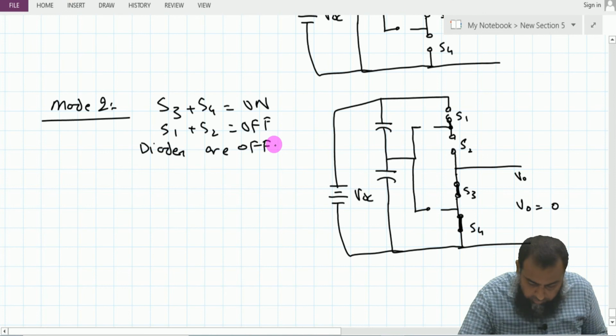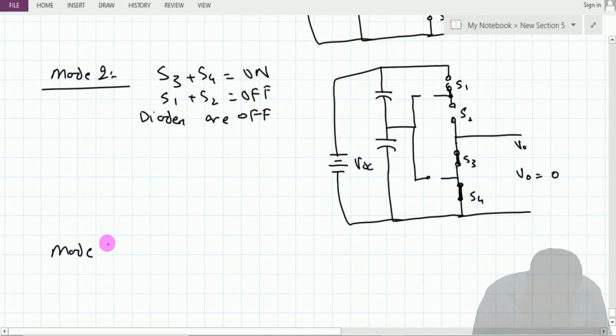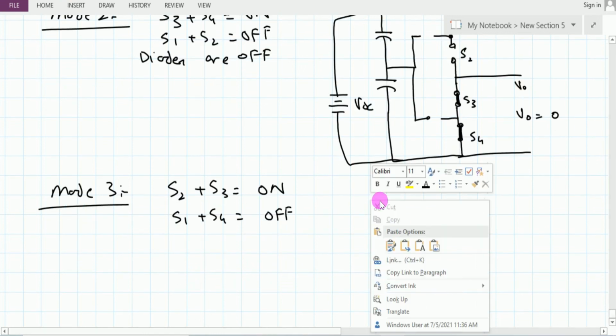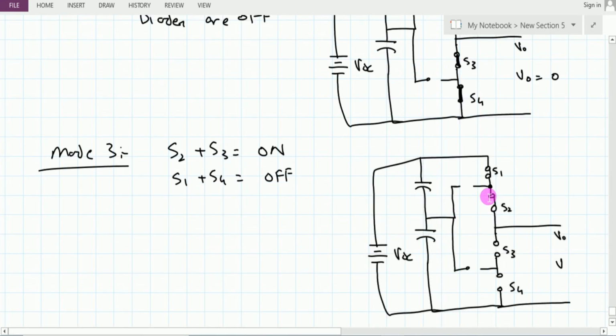For the third scheme, let us say we have mode 3 available here. S2 and S3 are on, while we turn off the switches S1 and S4, they are completely off. In this particular scheme, let me just redraw these two switches. This is S1, this is also on, this is also on. So we have this S3 on, we have this S4 off. So V0 is equal to half of the VDC.